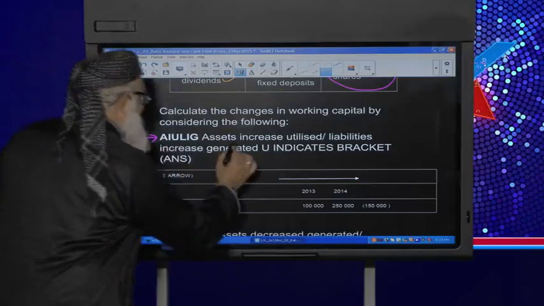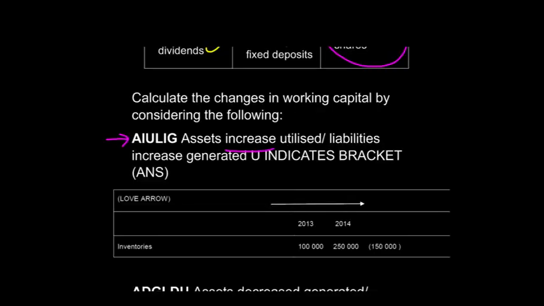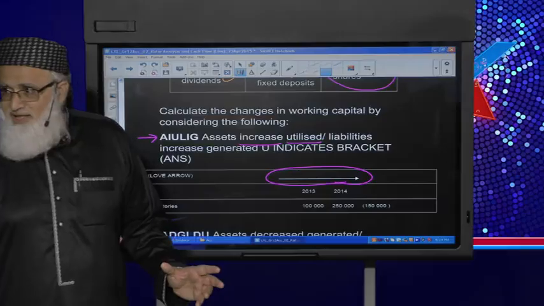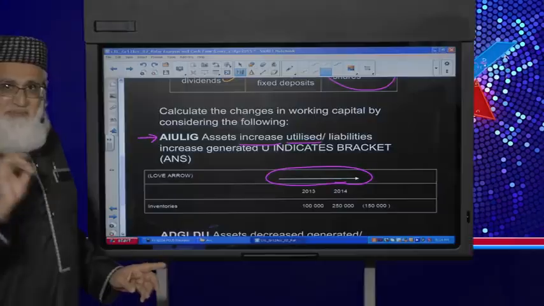When an asset increases in value, we are utilizing funds. Think about it. If you're comparing your inventories, watch. Yes, this one is important, grade 12s. I refer to it as the love arrow. If a love arrow is misdirected in your lives, it creates chaos, eh? Remember that.